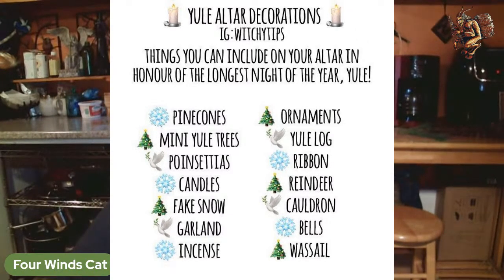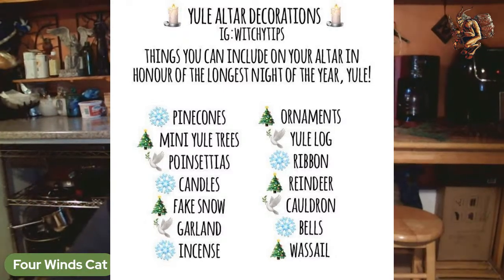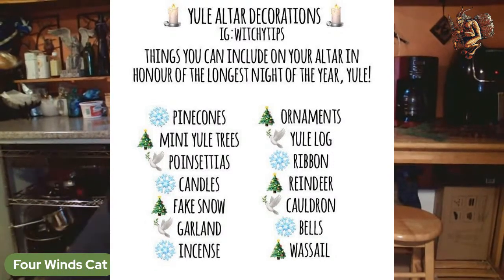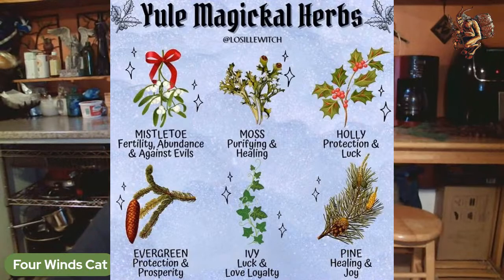Yule altar decorations, things you can include on your altar: pine cones, mini Yule trees, poinsettias, candles, fake snow, garland, incense, ornaments, the Yule log, ribbon, reindeer, not the real ones. They're hard to keep on the altar. Cauldron, bells, and there's that hard cider again, the wassail. So I hope I'm pronouncing that right. Probably not.